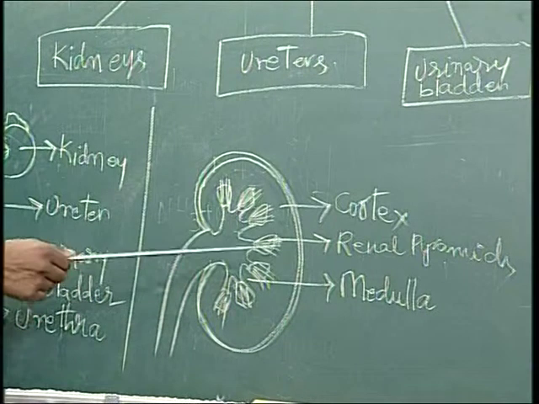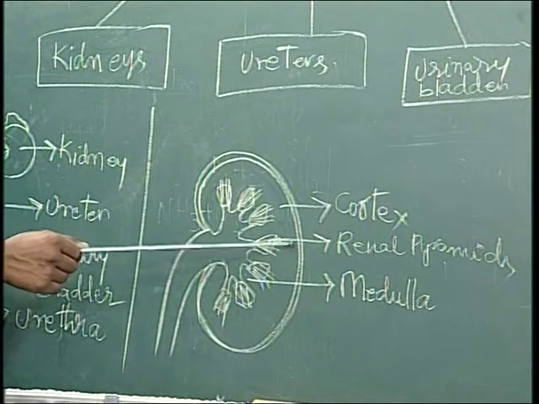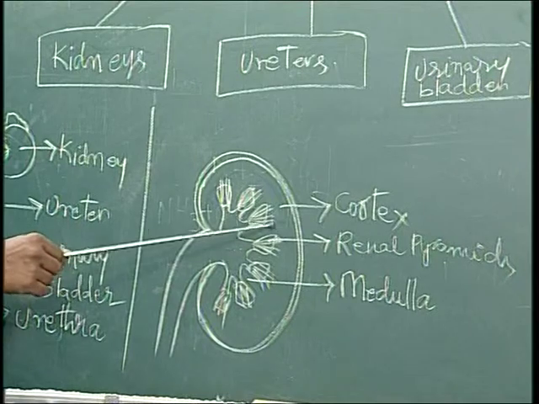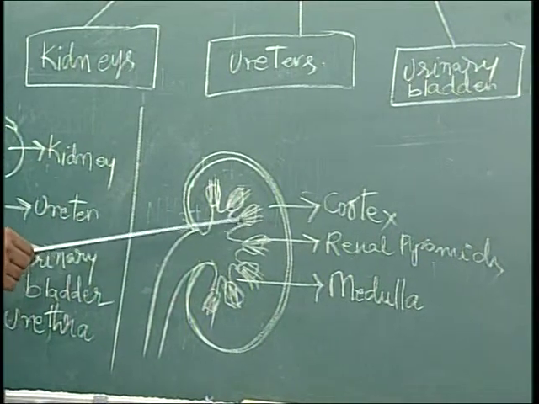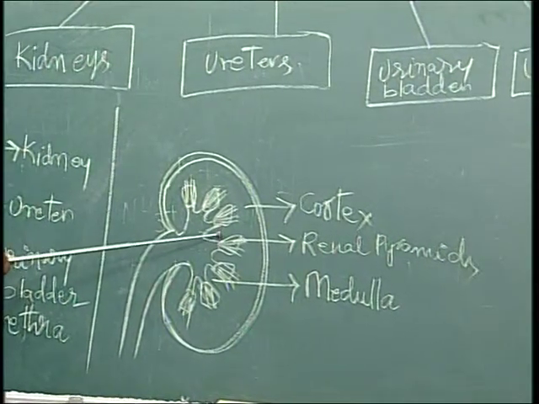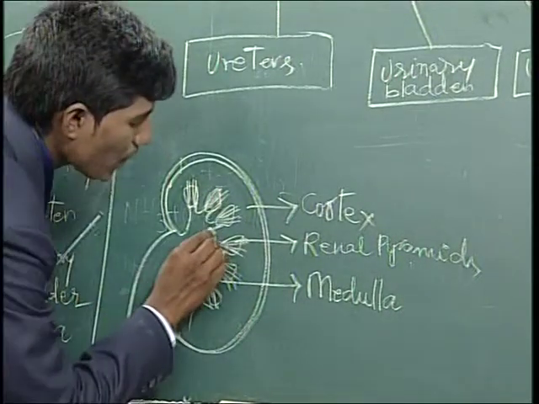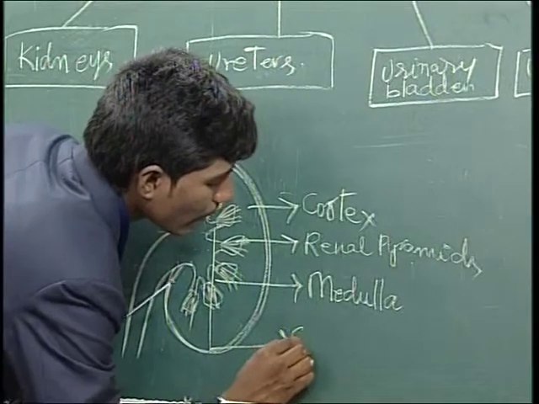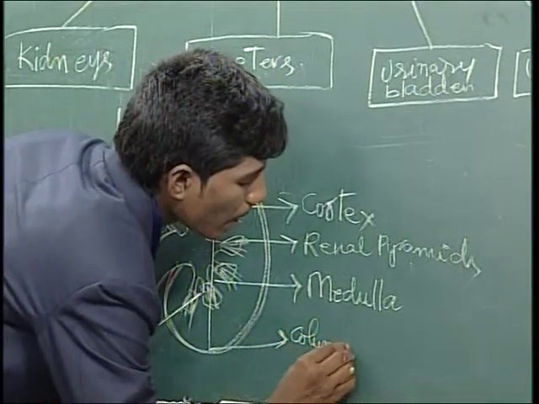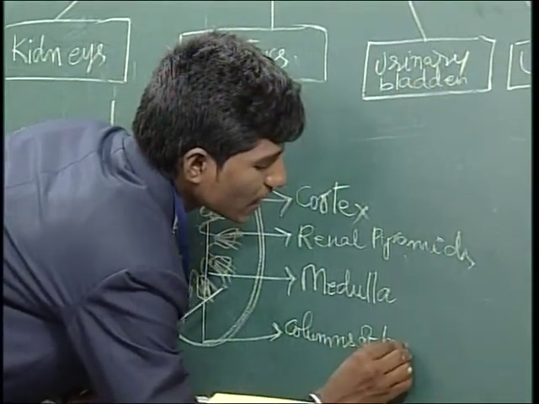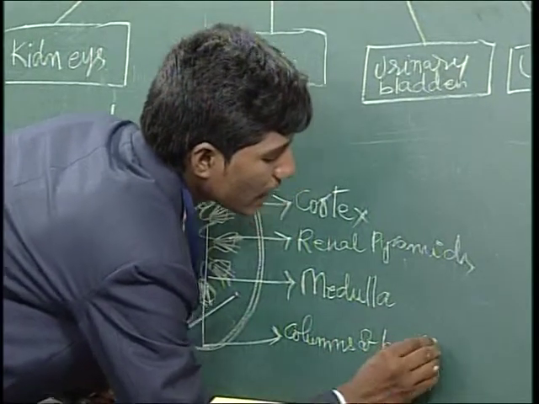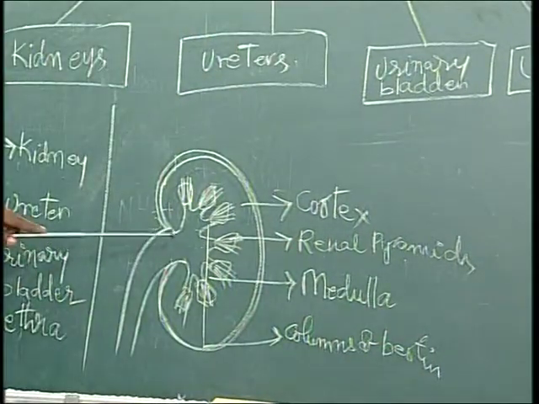See here, we already know this is the cortex region. There are some projections into medulla between renal pyramids. Are you able to see? These are columns of Bertin. See the columns of Bertin.